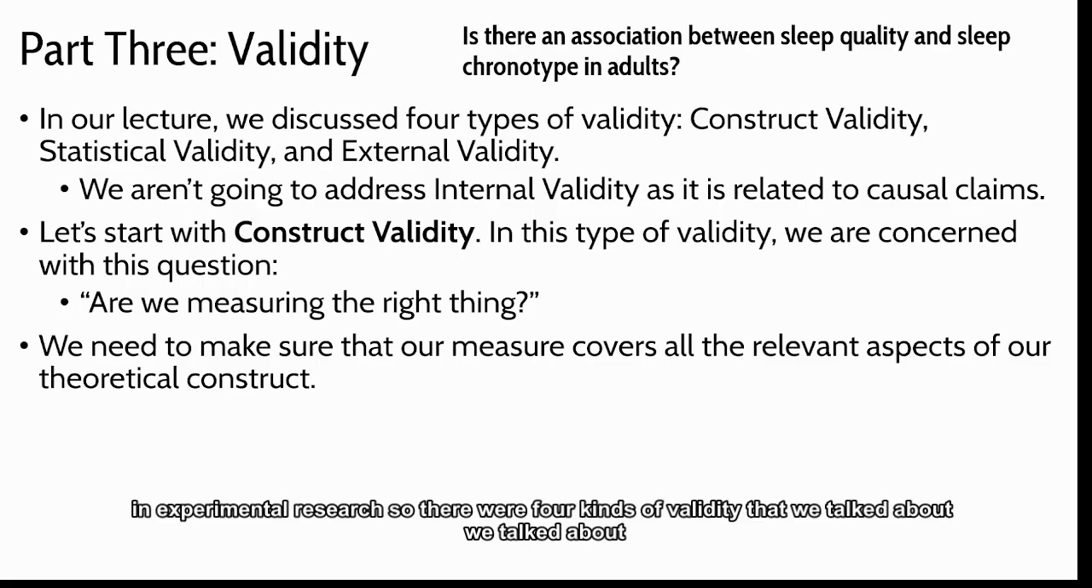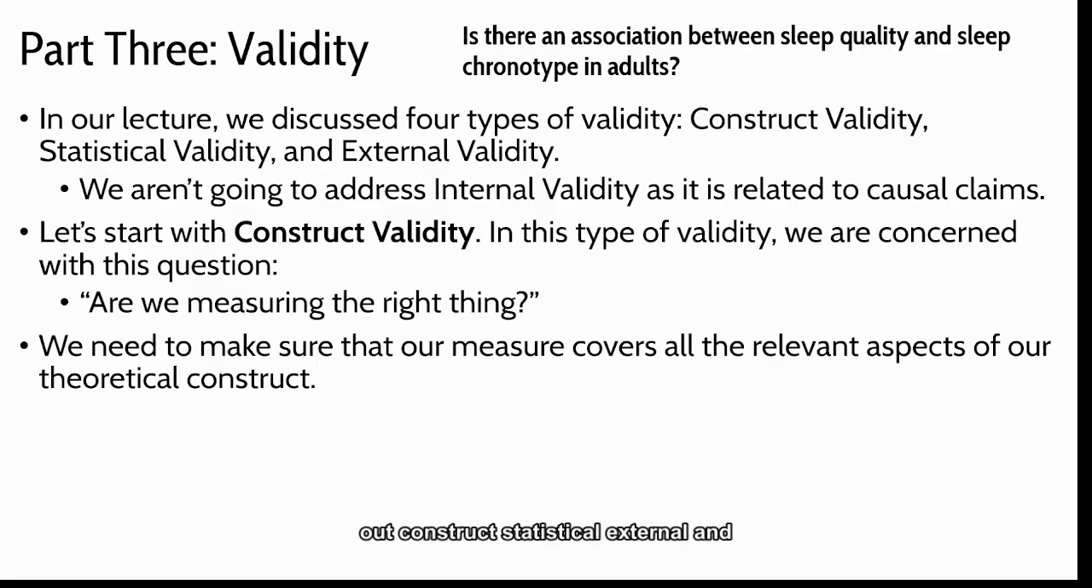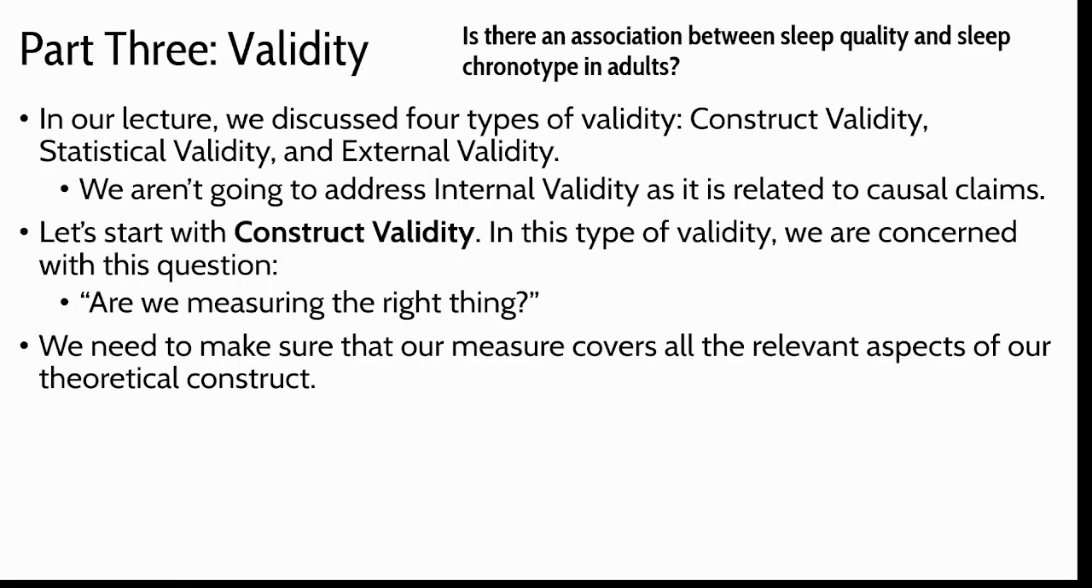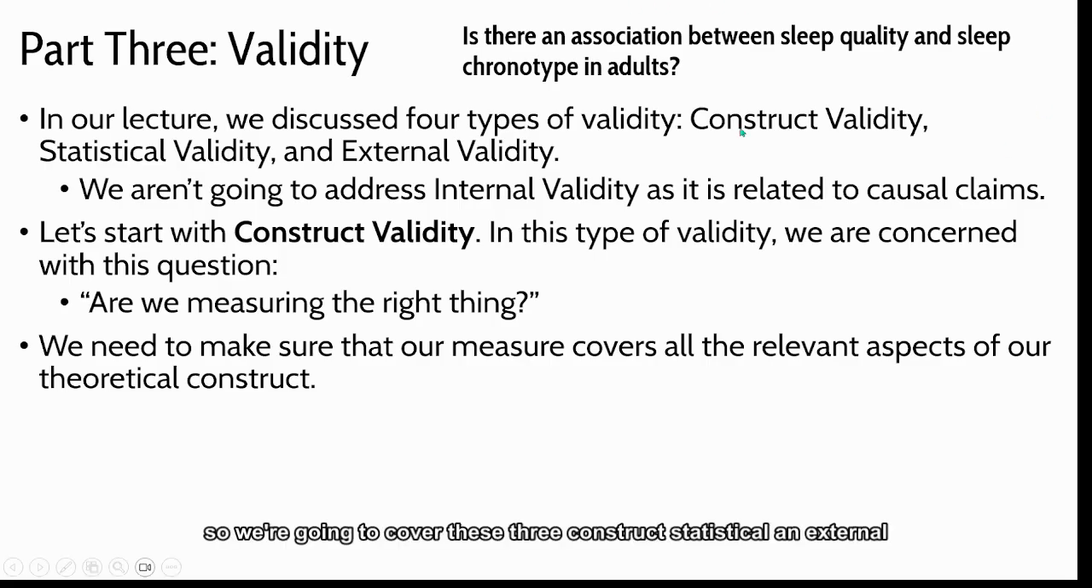So there were 4 kinds of validity that we talked about. We talked about construct, statistical, external, and internal validity. You're not going to address internal validity because that is generally associated with causal claims. And we're not making a causal claim. We're making an association claim. So we're going to cover these 3: construct, statistical, and external.